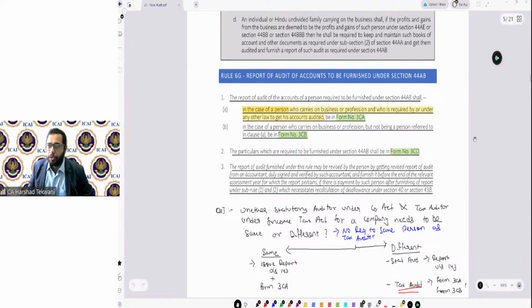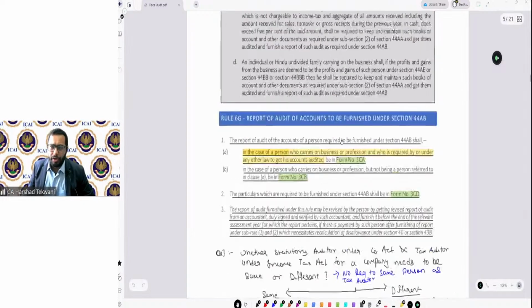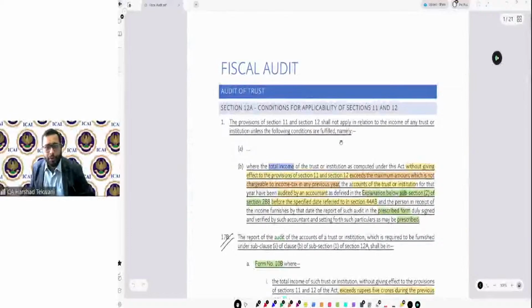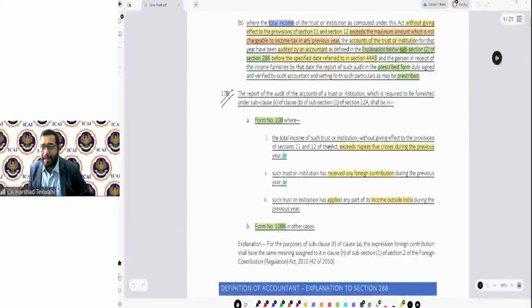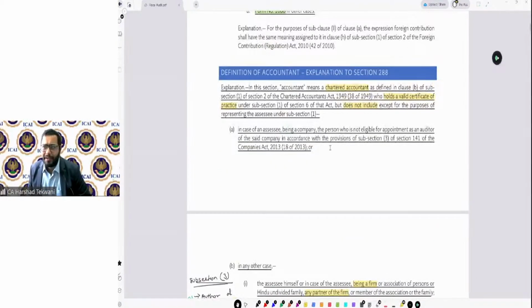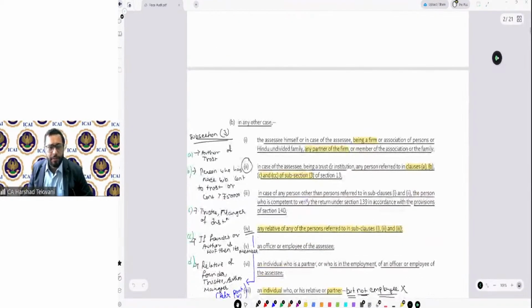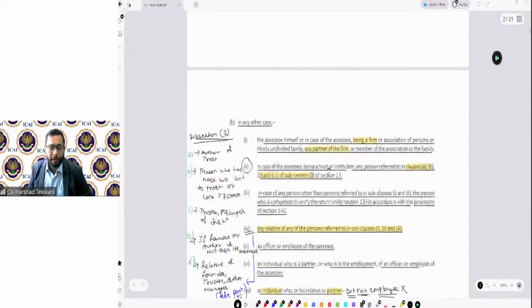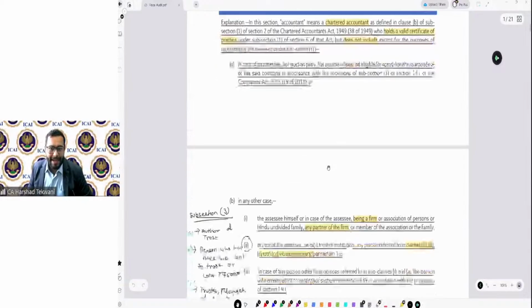So till last lecture, just to give a summary of what we discussed, we discussed audit under section 12A, where we discussed form 10B. I also presented form 10B and 10BB. Then we discussed the definition of accountant under section 288 of the Income Tax Act, and how all the things are linked, like 143 and 141 of the Companies Act.